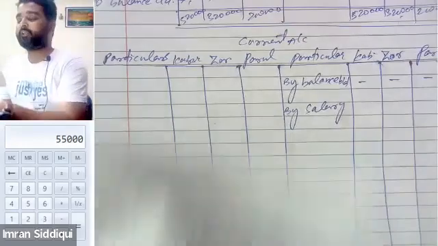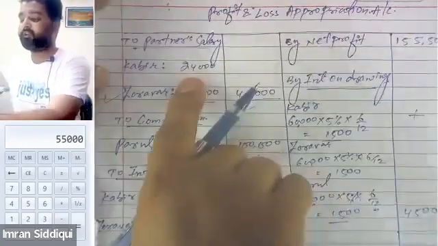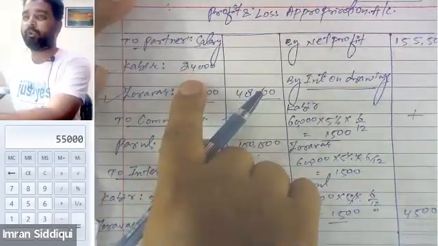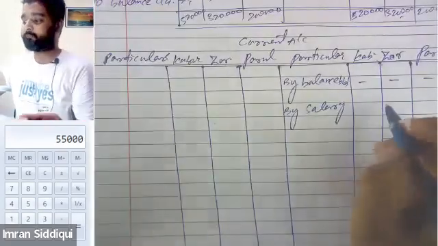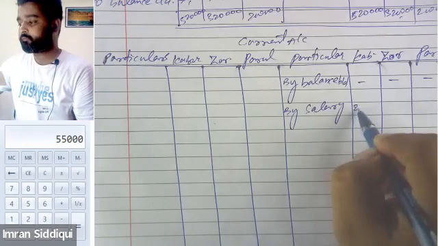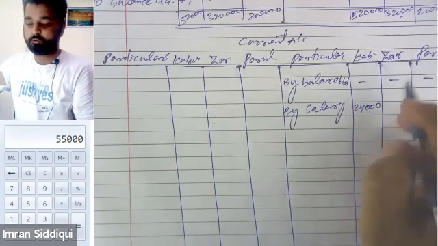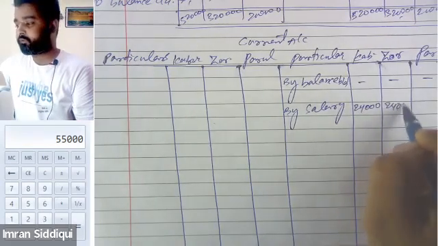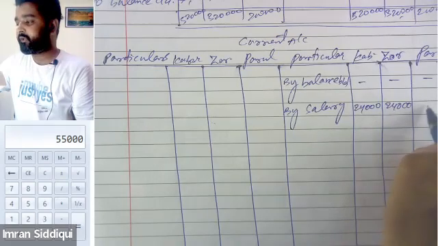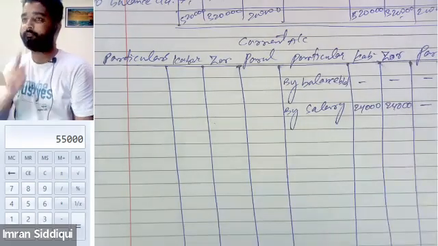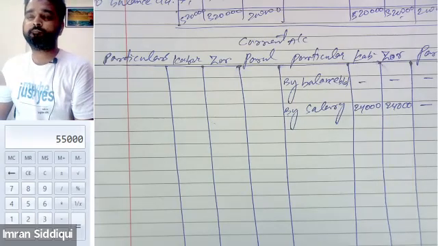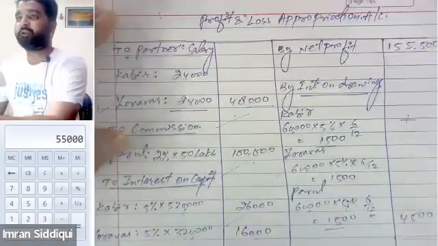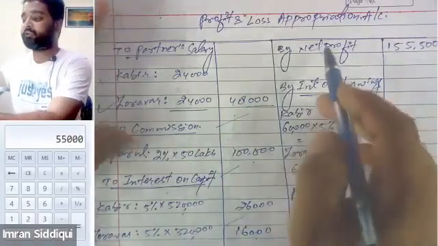So what was the salary? If you are able to recall, we gave 24,000 of salary to Kabir and 24,000 to Zoravar. Nothing was paid to Parul by way of salary. Okay, is this clear? Yes or no? Yes, sir.